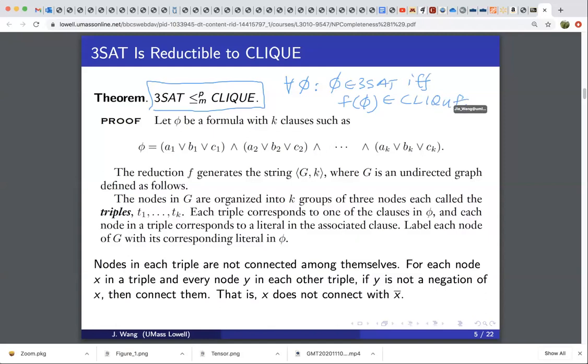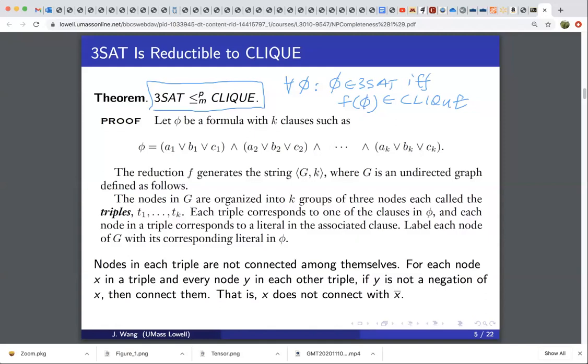So we have to first interpret what it means, right? So this is what we want to show. We have to understand what it really means so that we have a clear direction how to get there.